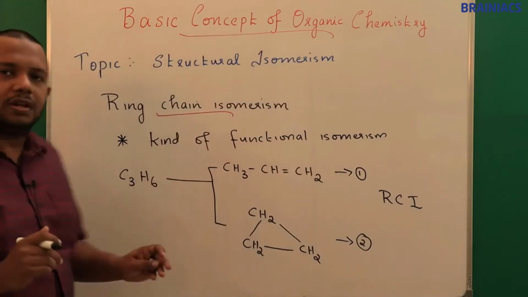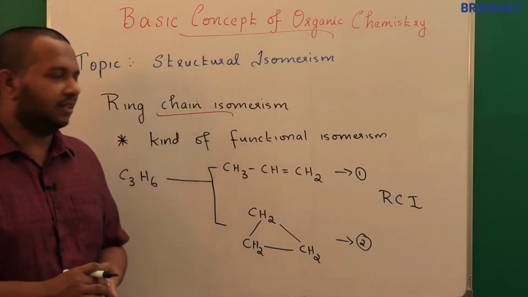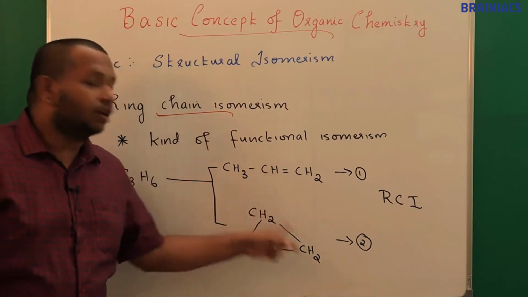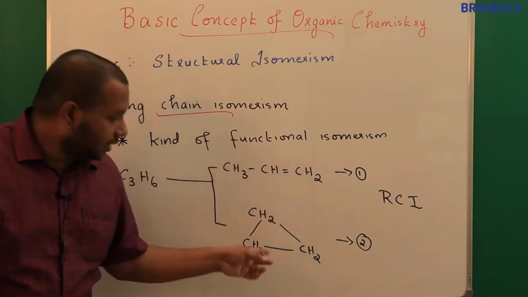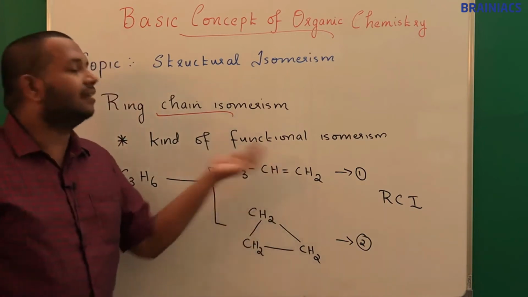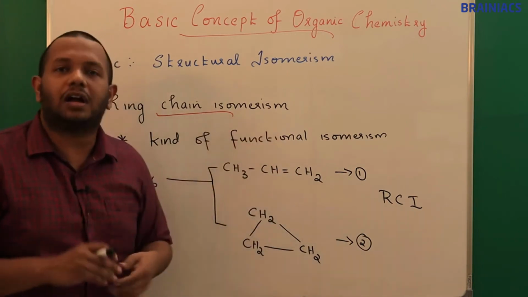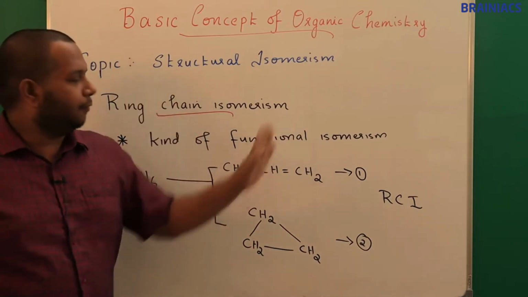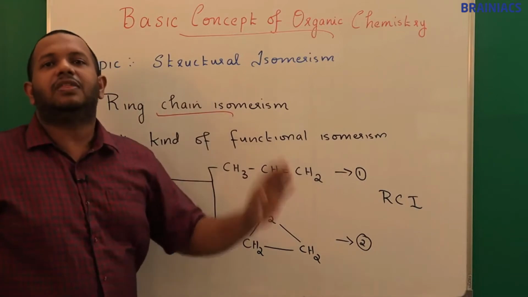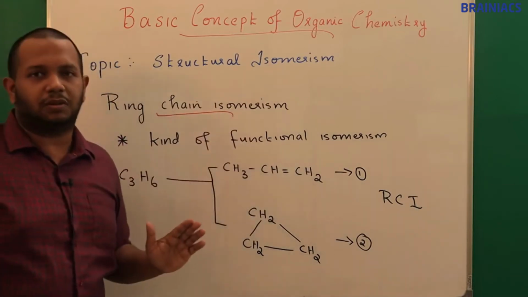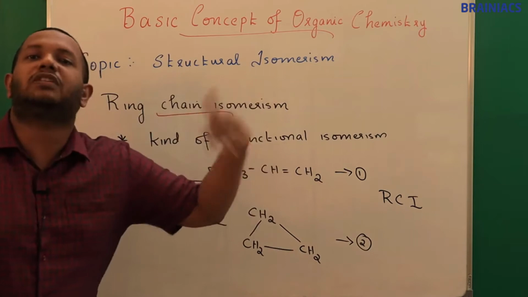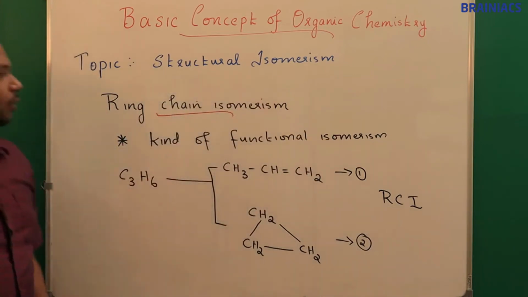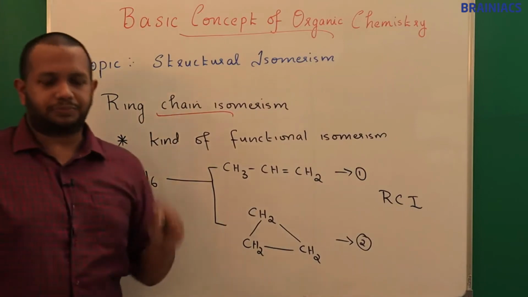Suppose ring chain isomers are not present in the options. In that case, we know that one is an alkene, correct? The other is a cycloalkane. So we can say they are also a kind of functional group isomers. But please remember that if ring chain isomerism is present in the options, then priority should be given to ring chain isomerism, because ring chain isomerism is a special kind of functional group isomerism. I hope this is clear for you. If you have any doubt, let me know.